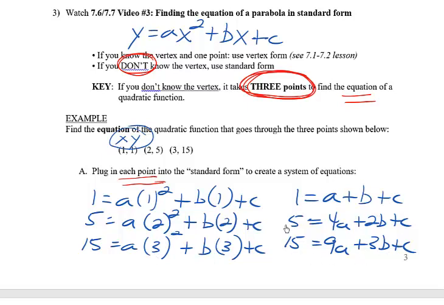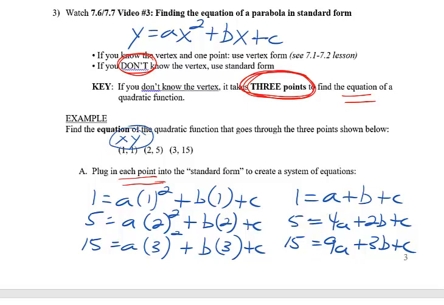Essentially, every time you do this, the same thing happens. The coefficient in front of the a will just be the x coordinate squared, because of the x squared in standard form. And the coefficient in front of the b will just be the x itself. This is 1, 2, 3. And these are the squares of those numbers: 1 squared, 2 squared, and 3 squared.